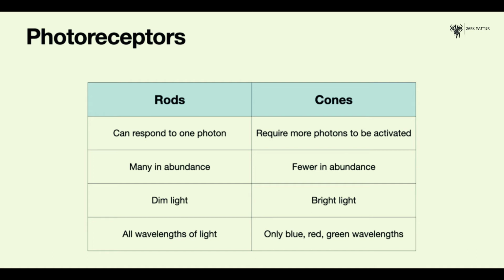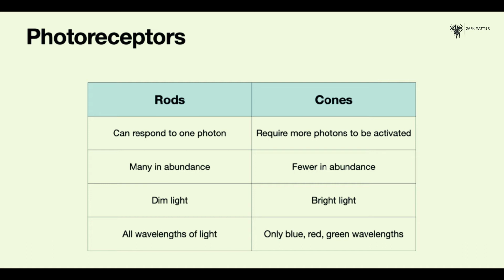So these are the differences between rods and cones. Rods are more sensitive in the sense that they can respond to just one photon of light, whereas cones require more photons in order to be activated. Rods are a lot more abundant in the retina than cones, since almost all cones are concentrated in the fovea.